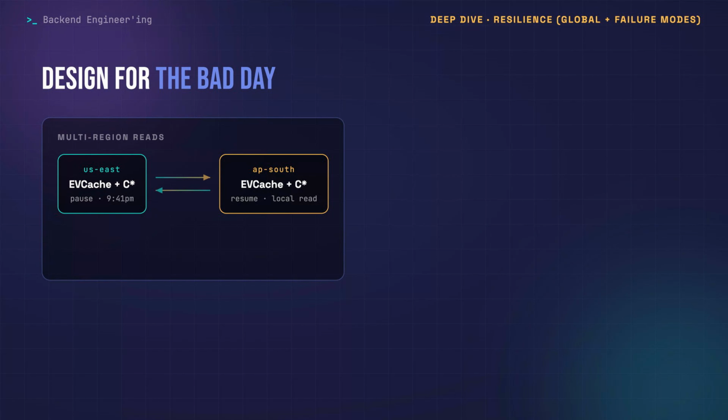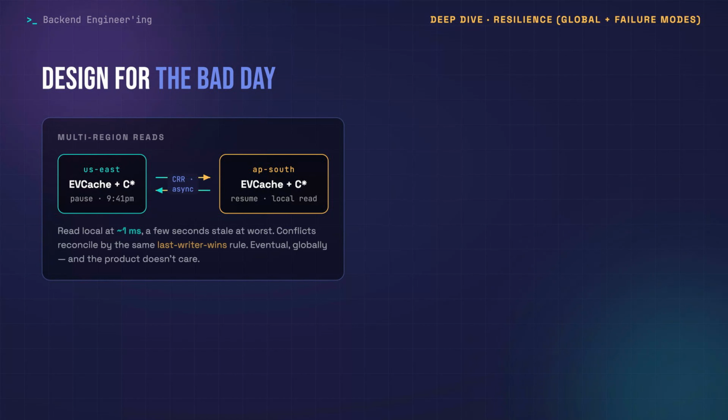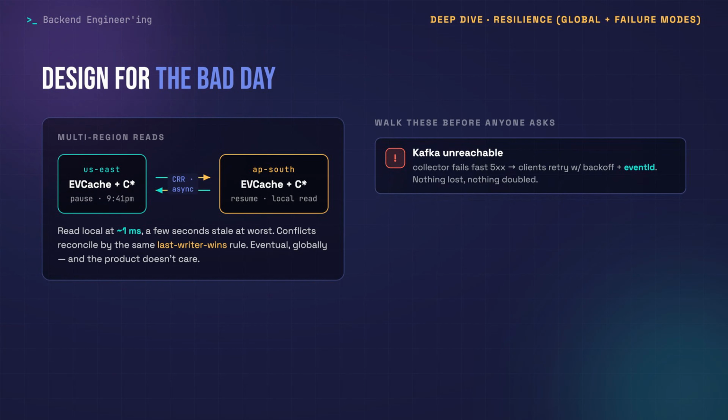First, global. Say you pause in the US and resume in India. Both regions run their own EVCache and Cassandra, replicated to each other. So wherever you are, that row reads locally in about a millisecond, a few seconds tail at worst. Reconciled by the same last writer wins rule, eventual globally, and the product generally does not care.